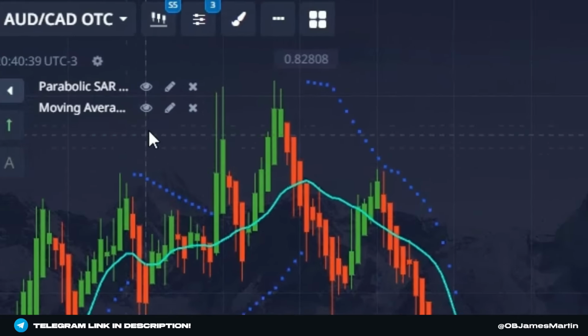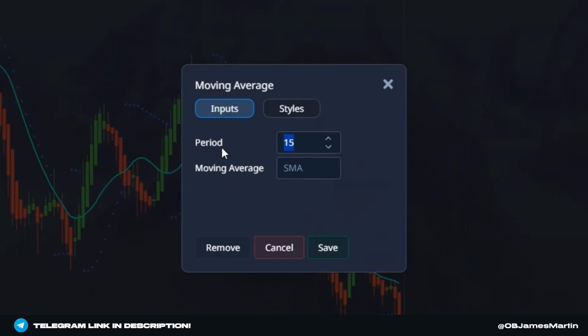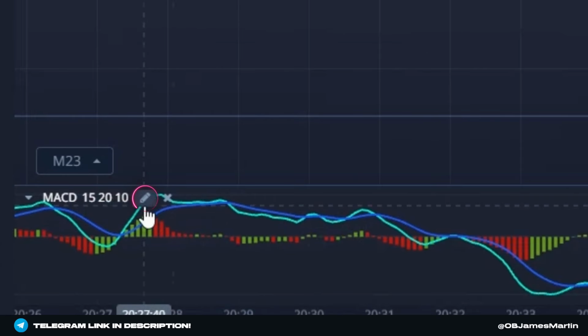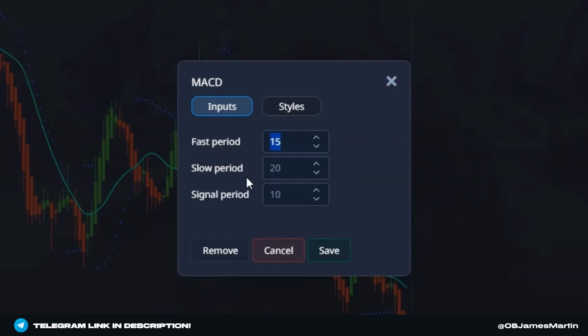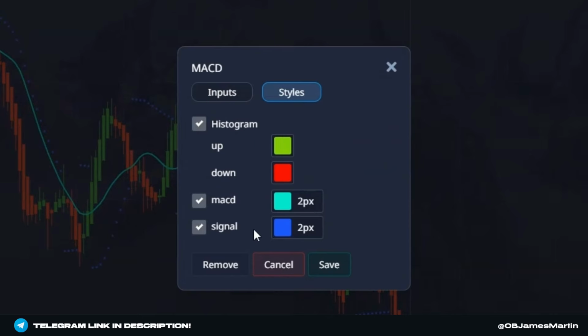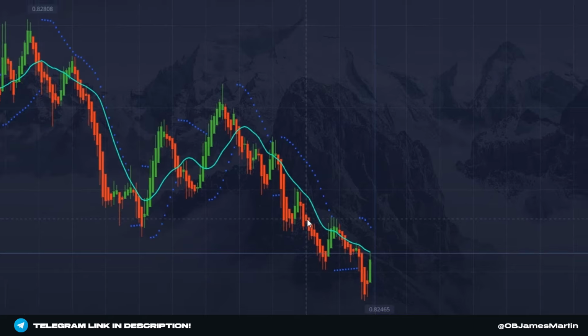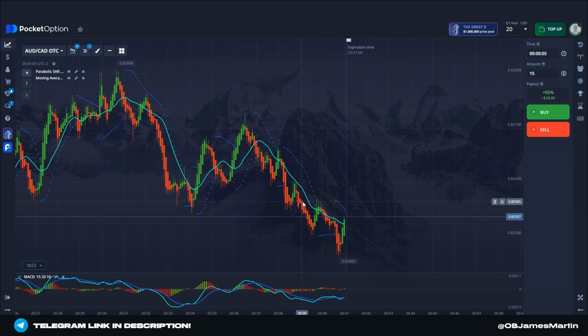Click on save. Moving average, we're going to use a 15 periods simple moving average. The color, 2 on thickness, save. MACD, we're going to use 15 on the fast period, 20 on the slow period, 10 on the signal period. All right, the style, change the color. All right, 2 on thickness. And now, guys, you can repeat those settings in one click.